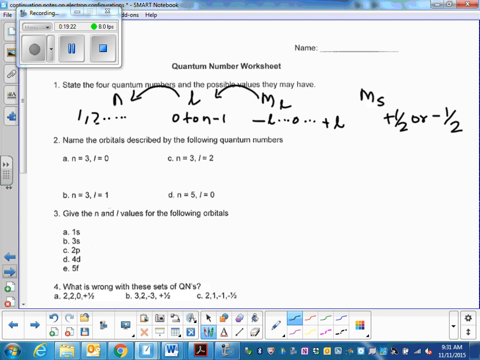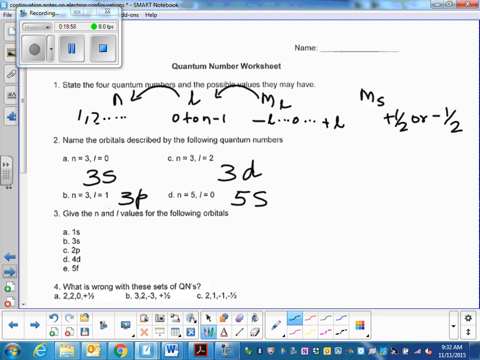Now, name the orbital. n is 3, L is 0. What orbital is this? Energy level 3, L is 0 means which orbital is it? 3s. n is equal to 3, L is equal to 1. What orbital is this? 3p. n is equal to 3, L is equal to 2. What orbital is this? 3d. n is equal to 5, L is equal to 0. 5s.